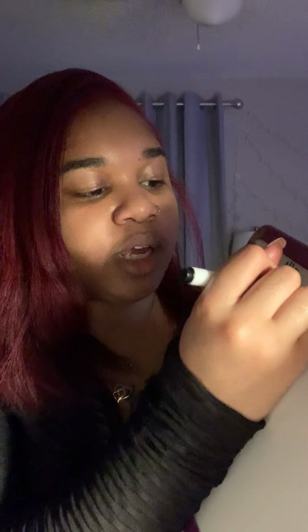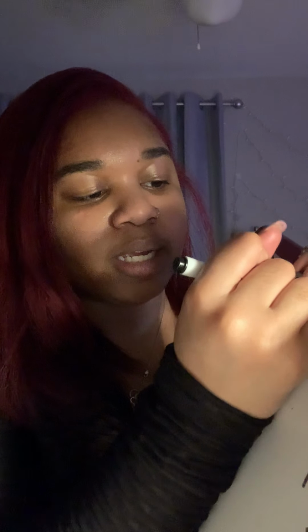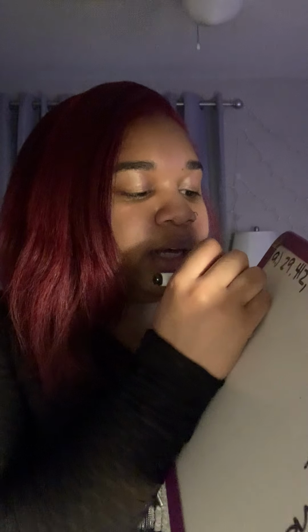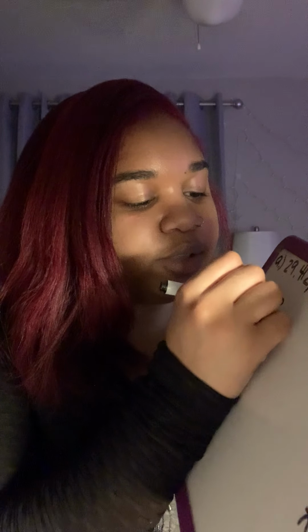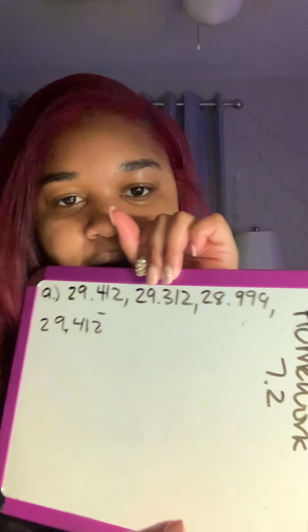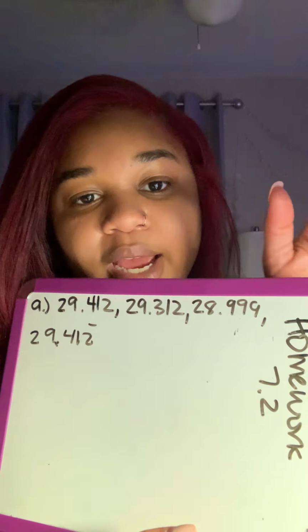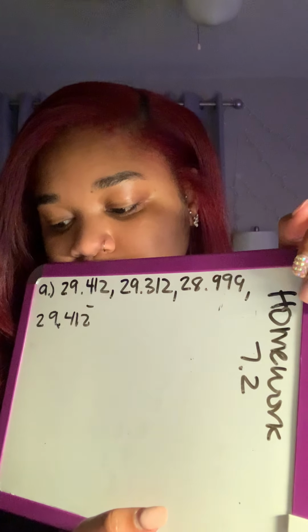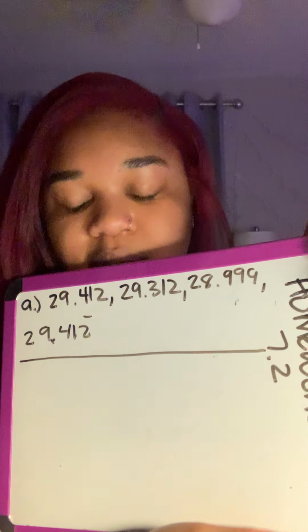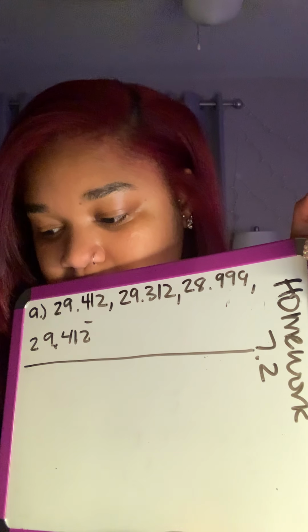So for this example, 29.412. This is just the question. This is not the order. 29.312, 28.999, and then 29.412. All right, so this is our list, and we have to decide which one of these is gonna go first. So let's take a good look at these numbers to decide which one of these is the smallest.